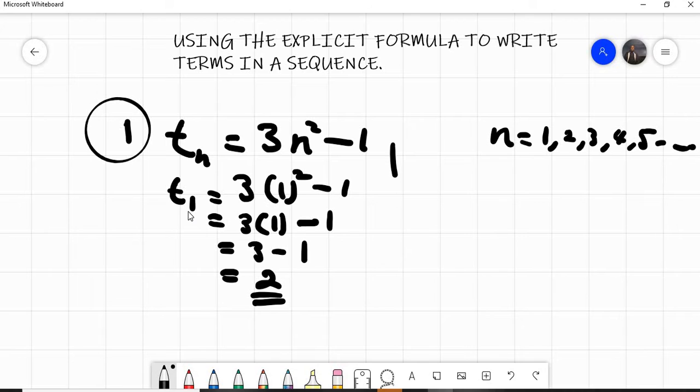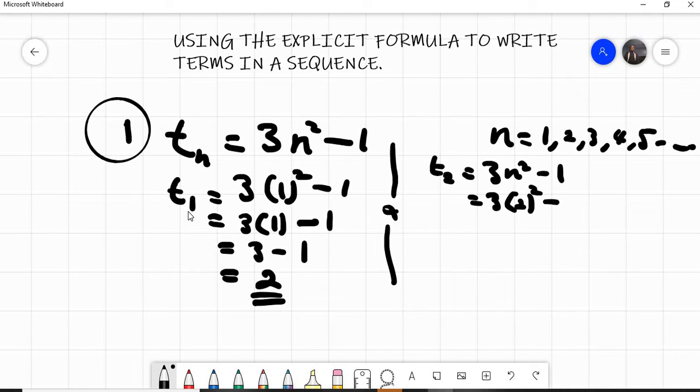Now we're going to do T2, using the formula 3n squared minus 1. So T2 is 3 times 2 squared minus 1, which is 3 times 4, since 2 squared is 2 times 2, which is 4, minus 1. That will give us 12 minus 1, which is 11. So T2 is 11 and T1 is 2.